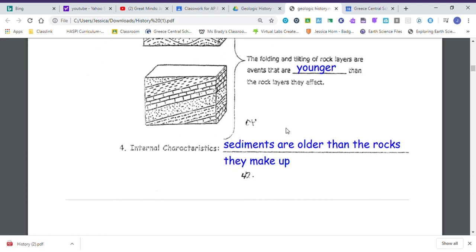If we look at the sediments that make up the rocks, what's older? The sediment that makes up the rock or the actual rock itself? Well, it has to be the sediments. Sediments have to be older than the rock that they make up, because if the rock is already there, it was made from the sediment that came first.